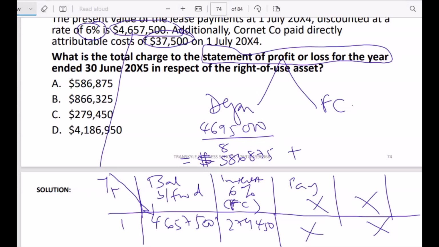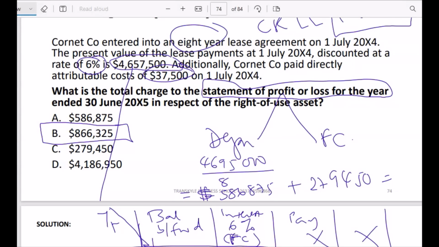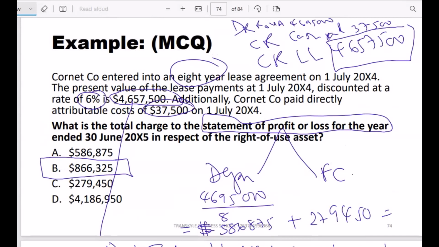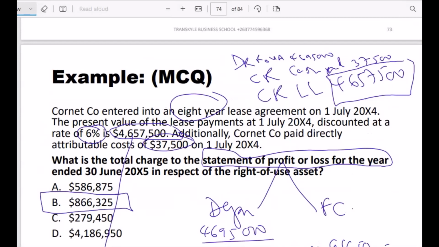So that's 279,450 plus the depreciation. You need to add them up to get the total. If you add up these figures, you can see that the amount we need is this one. This is the total charge to be transferred to the statement of profit or loss in respect of this particular asset. So it's not confusing. You just have to be systematic in your approach and understand what is going on within a particular question.